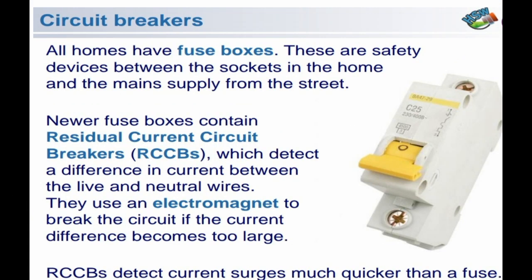So this is a miniature circuit breaker. Instead of having a fuse, we will be having a fuse box. All the homes have a fuse box. It is a safety device between the socket in the home and the main supply from the street. A newer fuse box contains residual current circuit breakers, that is RCCBs, which detect the difference in the current between the live wire and the neutral wire. They use an electromagnet to break the circuit if the current difference becomes too large.